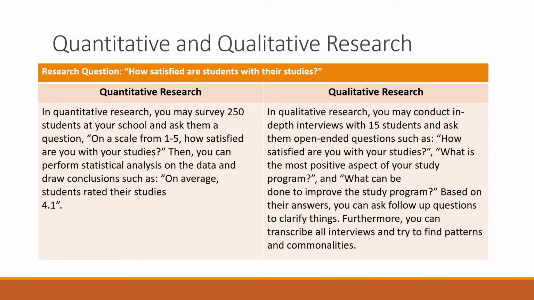Here is a simple example on how you can apply two methods differently on the same research question. How satisfied are students with their studies? In quantitative research, you may survey 250 students at your school and ask them a question. On a scale from 1 to 5, how satisfied are you with your studies? Then, you can perform a statistical analysis on the data and draw conclusions such as, on average, students rated their studies 4.1.